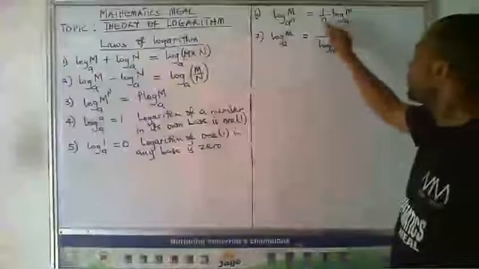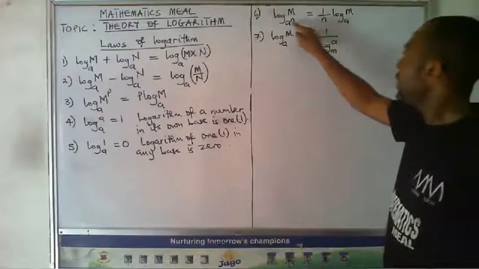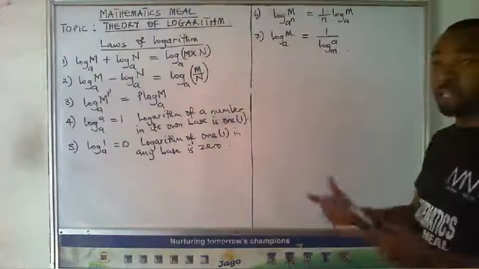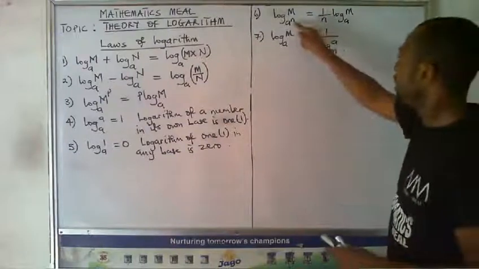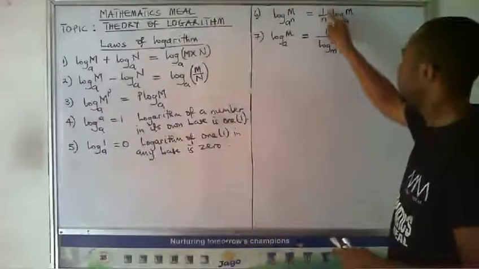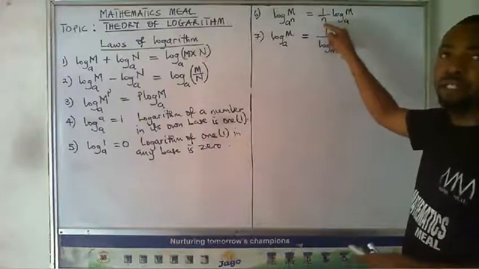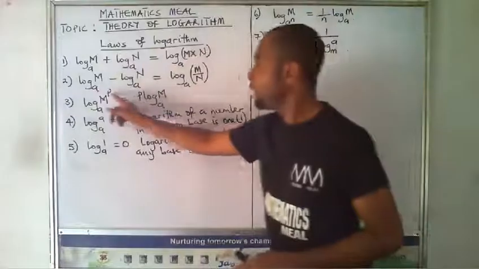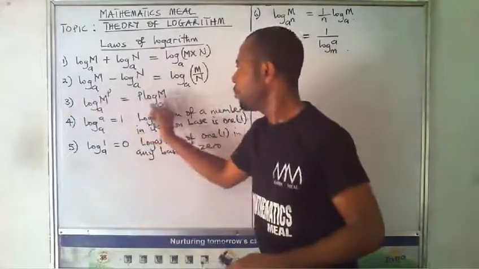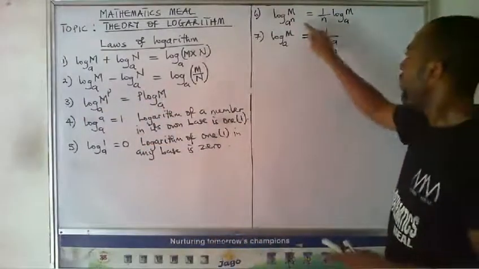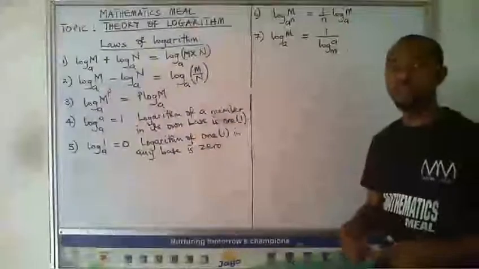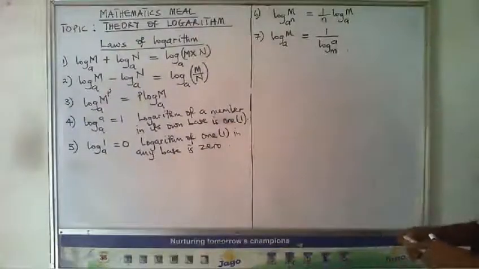The power on the base appears as the reciprocal of the coefficient of the log. Reciprocal means 1 over a number. So when the power is on the base, it's the same thing as 1 over that power, times the log. When it is on the number, it's just that number that will multiply the log. But when the power is on the base, it is the reciprocal of that power that will multiply the log.